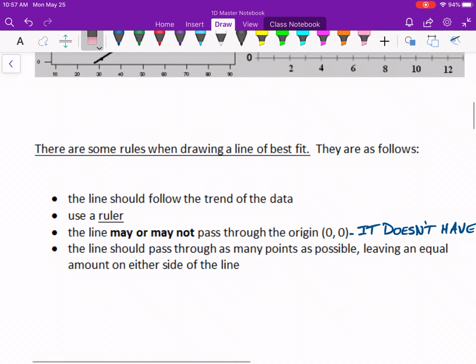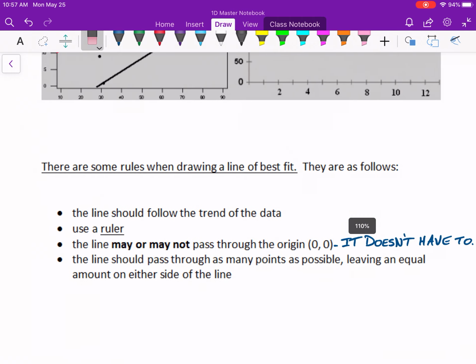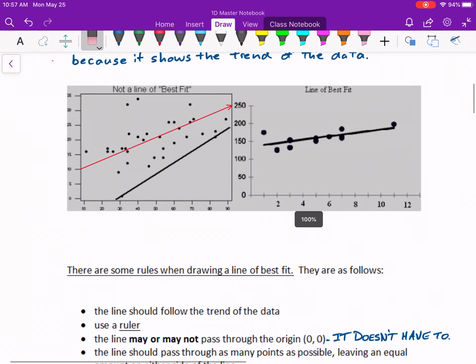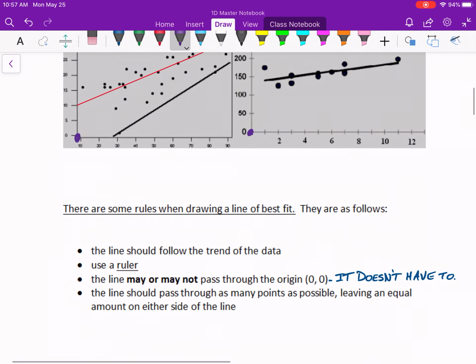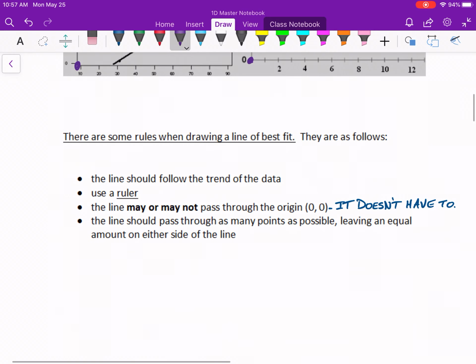There's some rules when you're drawing your own line of best fit. Try to follow the trend, use a ruler. The line may or may not pass through the origin. Notice how neither of these graphs go through the origin. Remember, this is the origin right here. Neither the red one that I drew on the left nor the black one that was already there on the right, neither of those go through the origin. Lines of best fit do not have to go through the origin.